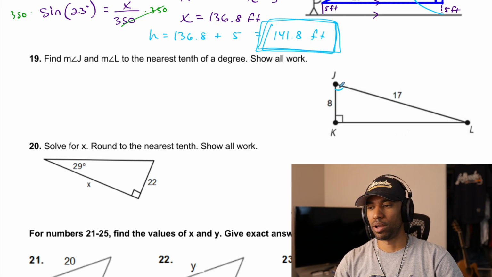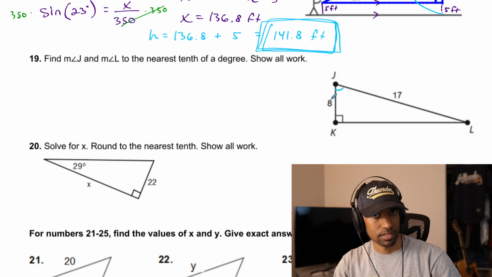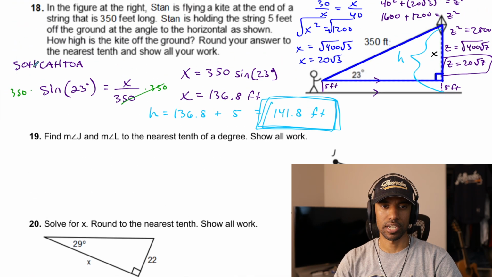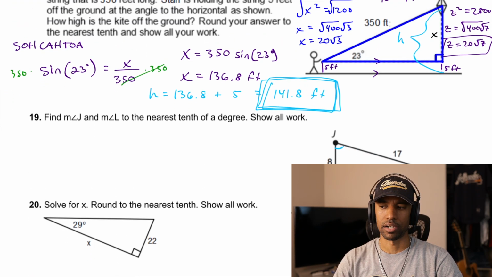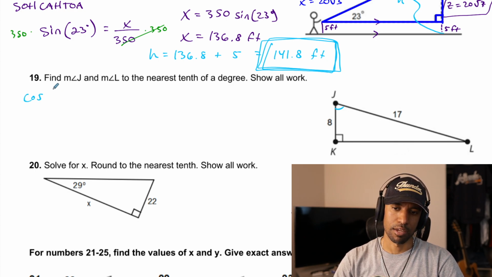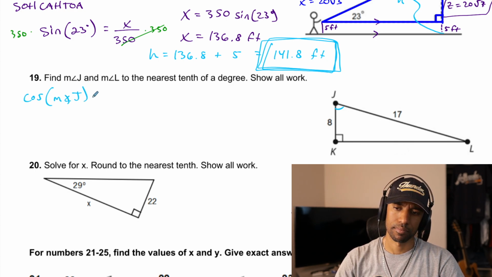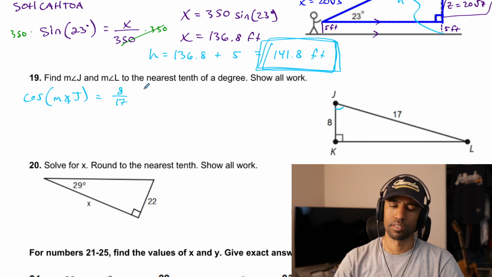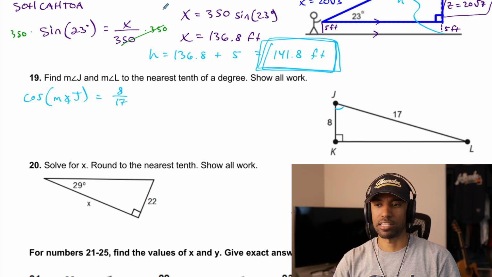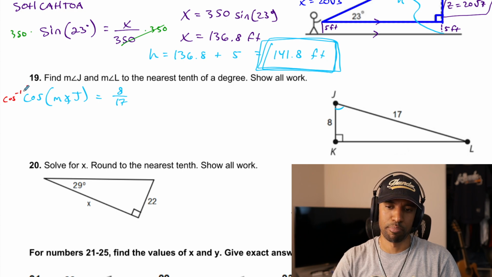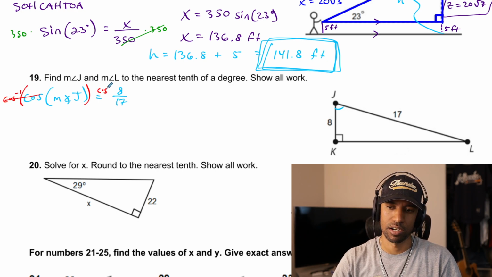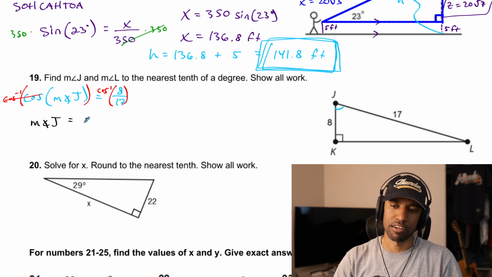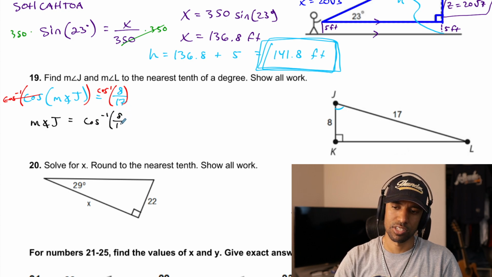So 8 and 17 here relative to J. 8 is the adjacent leg to J, and 17 is the hypotenuse of the right triangle. In SOHCAHTOA, adjacent and hypotenuse is reserved for cosine. So I can take the cosine of the measure of angle J, and I get 8 over 17. The way to get the measure of angle J by itself is I need to take the inverse cosine of both sides, which will cancel out cosines there. So the measure of angle J is the inverse cosine of 8/17.